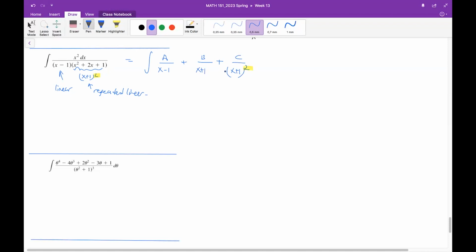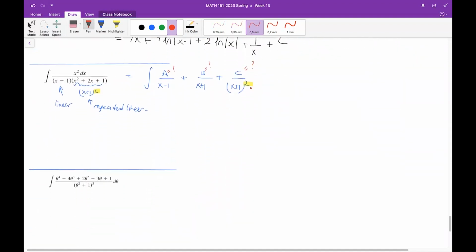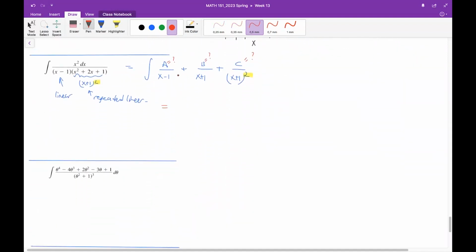After finding A, B, C, you can easily integrate, so I won't do that part. The next step will be finding A, B, C by expanding the numerators over the common denominator. You know how to do that. I explained the details in the previous solutions. So let's assume that we find A, B, C. Then how do you integrate?